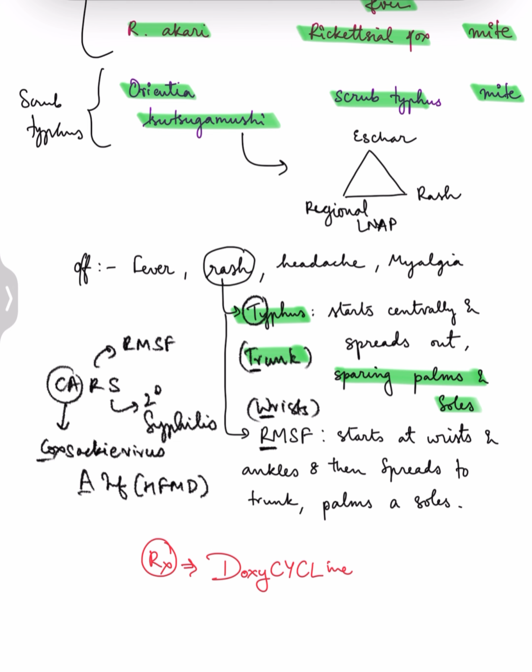Then we have Rocky Mountain spotted fever, which starts at the wrists and ankles and then spreads to the trunk, and it also involves the palms and soles. You can remember this as Rocky Mountain spotted fever starts from the wrists, R and R in both the words.